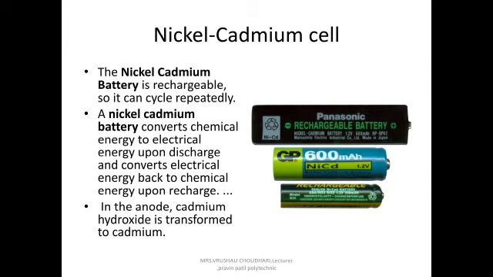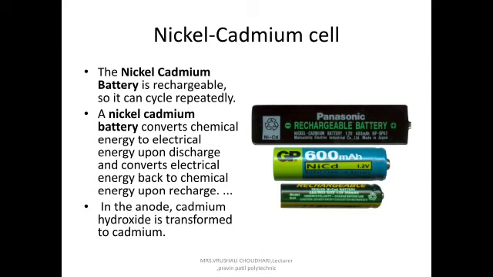Another type of secondary cell is the nickel cadmium cell. What is the difference between the lead acid cell and the nickel cadmium cell? In the lead acid cell the electrolyte is acidic, while in the nickel cadmium cell the electrolyte is basic or alkaline. It is also a rechargeable cell. Where are we using this cell? We are using it for cameras.